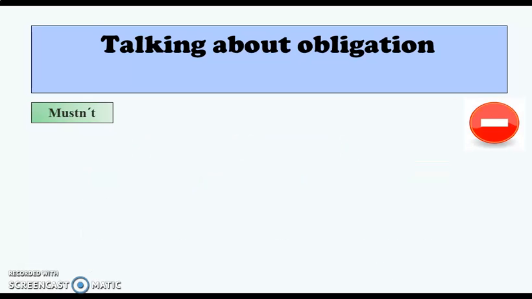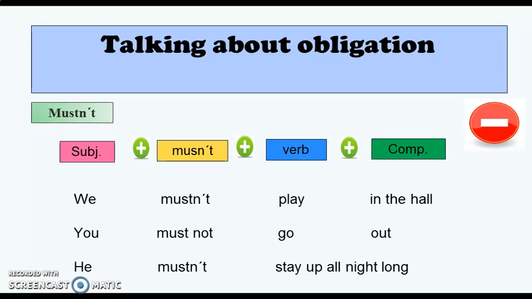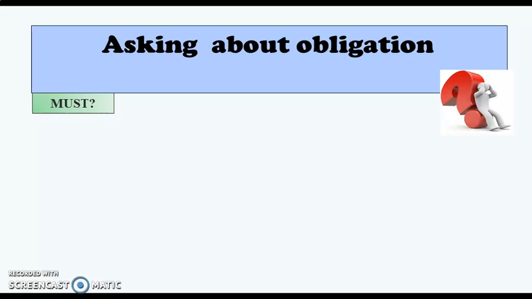Now using mustn't to express a prohibition in a negative way. You need the subject at the beginning, then the modal verb in negative way, then the verb and the complement. Examples. We mustn't play in the hall. You must not go out. He mustn't stay up all night long. All these sentences are prohibitions. Here you have the subject, the modal verb, the verb, and the complement.